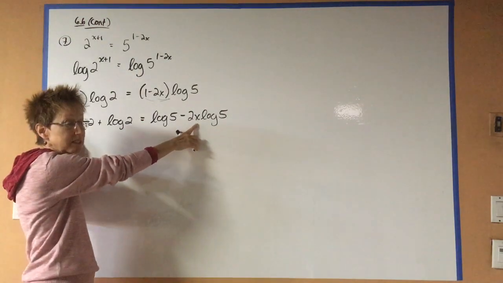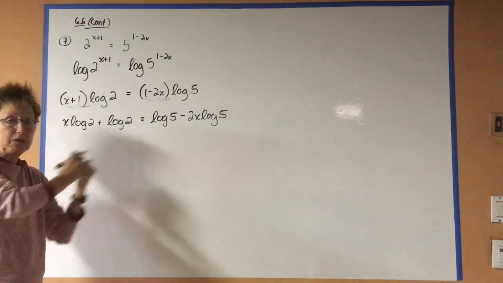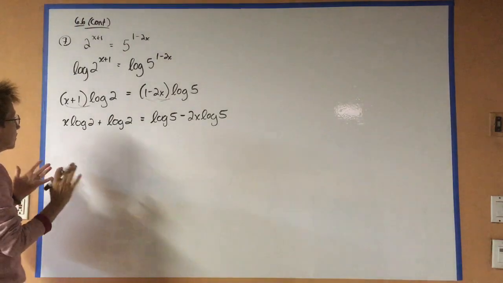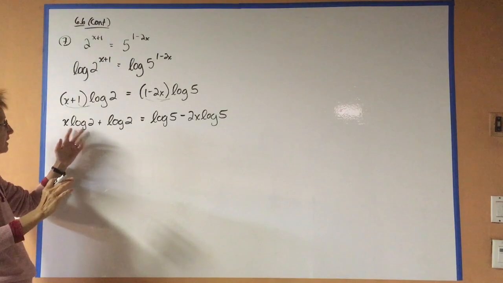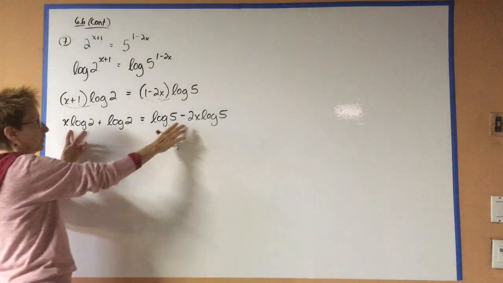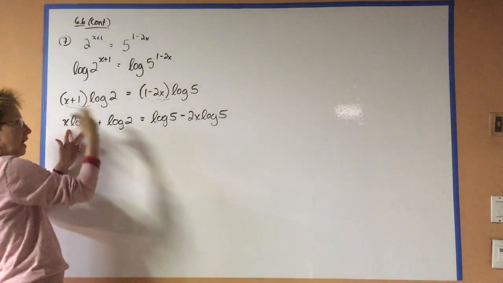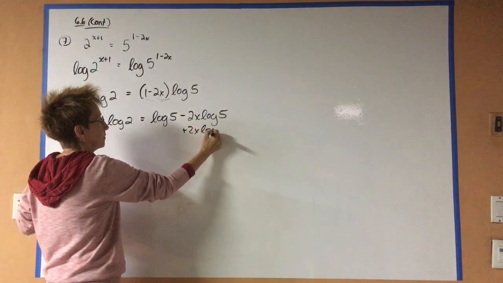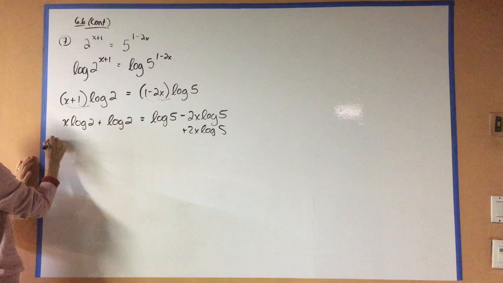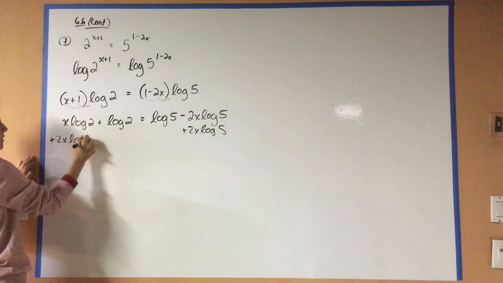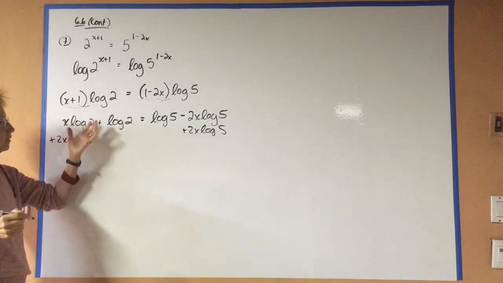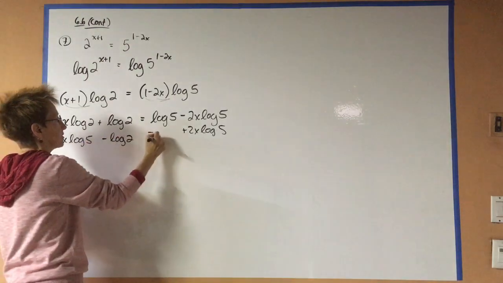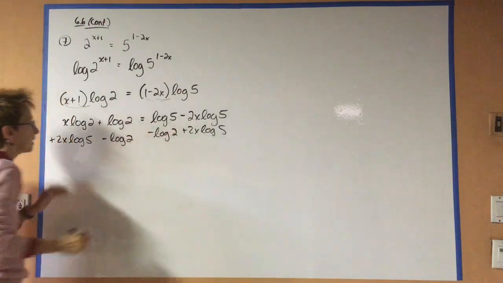This is a linear equation, which means we're going to get all the x on one side, get all the constants on the other side. So I like the idea that this one's positive here and over here it's negative, so I'm going to add 2x log of 5 to both sides. And if I'm getting all the x on the left, I'm going to get rid of this log of 2, so minus log of 2 to both sides.